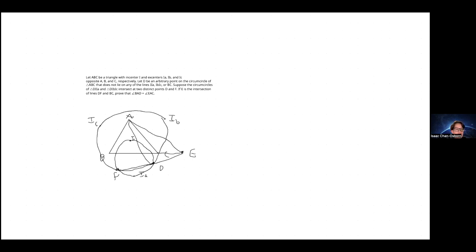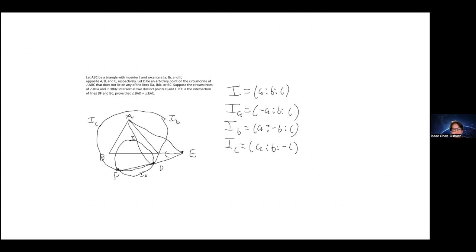So to use barycentric coordinates, we use ABC as the reference triangle. Then it's well known that I has coordinates (a, b, c), I_A has coordinates (-a, b, c), I_B has coordinates (a, -b, c), and I_C has coordinates (a, b, -c). Now, assume that D has arbitrary coordinates (x, y, z).